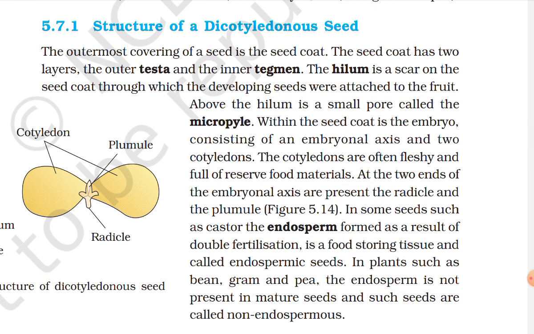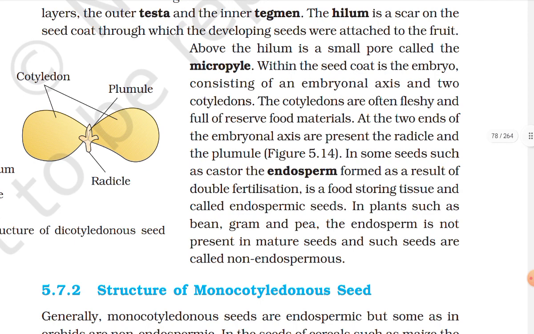The outermost covering of a seed is called the seed coat. The seed coat has two layers, the outer testa and the inner tegmen. The hilum is a scar on the seed coat through which the developing seeds were attached to the fruit. Above the hilum is a small pore called micropyle. Within the seed coat is the embryo consisting of an embryonal axis and the two cotyledons. The cotyledons are often fleshy and full of reserved food materials. At the two ends of the embryonal axis are present the radicle and the plumule.